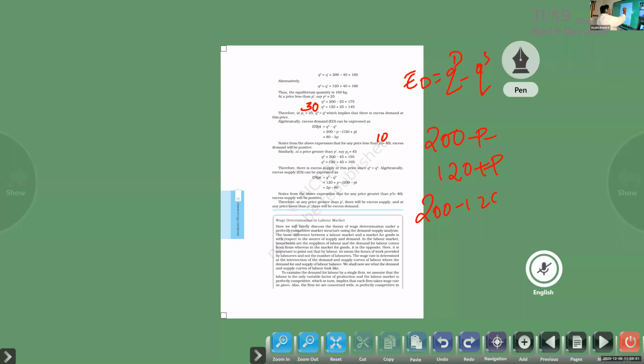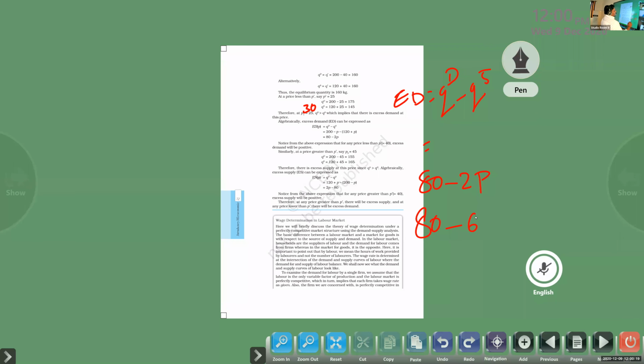We got 30, we replace that with 30. So ED is equal to QD minus QS. So 200 minus P, that is 25, right? Clear or not? The value of P is 30 here. So 80 minus 2P, the same way will come there. What is P here? 30. So 2P means 60. So the answer is 20, right? Yes or no? Is that correct?